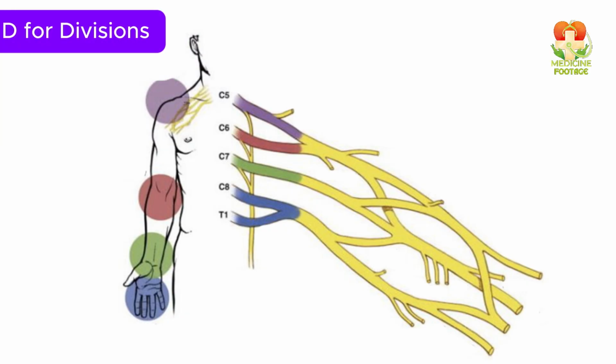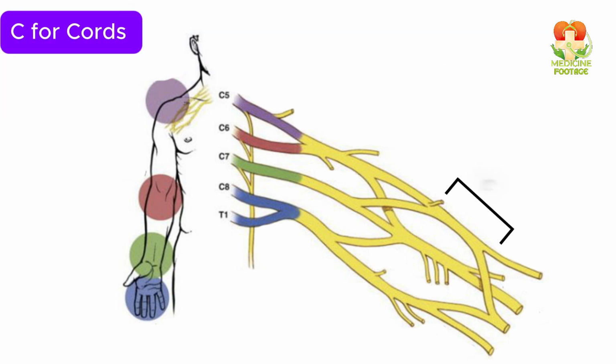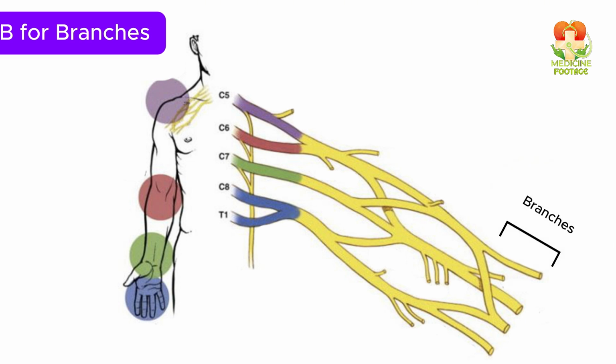Have you ever stared at the brachial plexus diagram and thought, "Five roots, three trunks, six divisions, three cords, and multiple branches"? It's like trying to untangle a massive ball of wire.